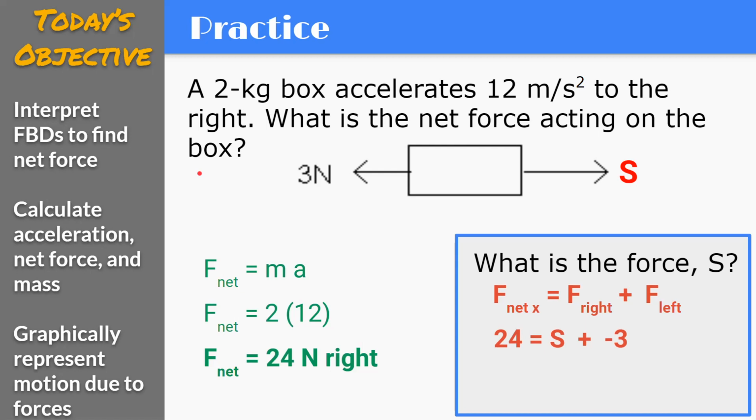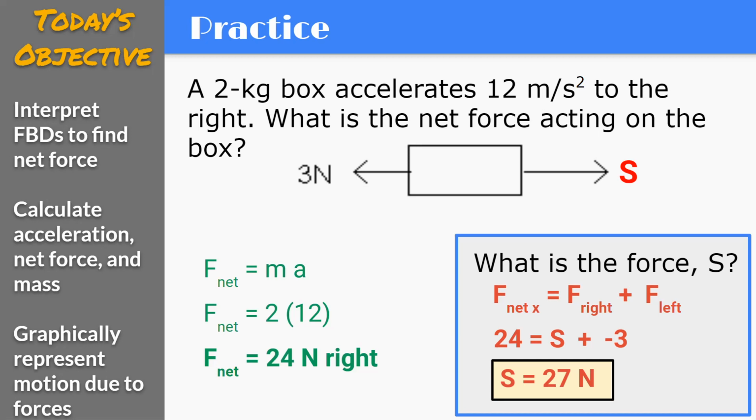24 equals S plus -3. If you forget that negative sign, you're going to get the wrong answer. Again, if it's in the negative direction, label it with a negative here. If I now want to solve for S, I'm adding a negative number. If I subtract that negative number from both sides, then I'm really adding 3 to the other side, and I get that S is equal to 27 newtons.